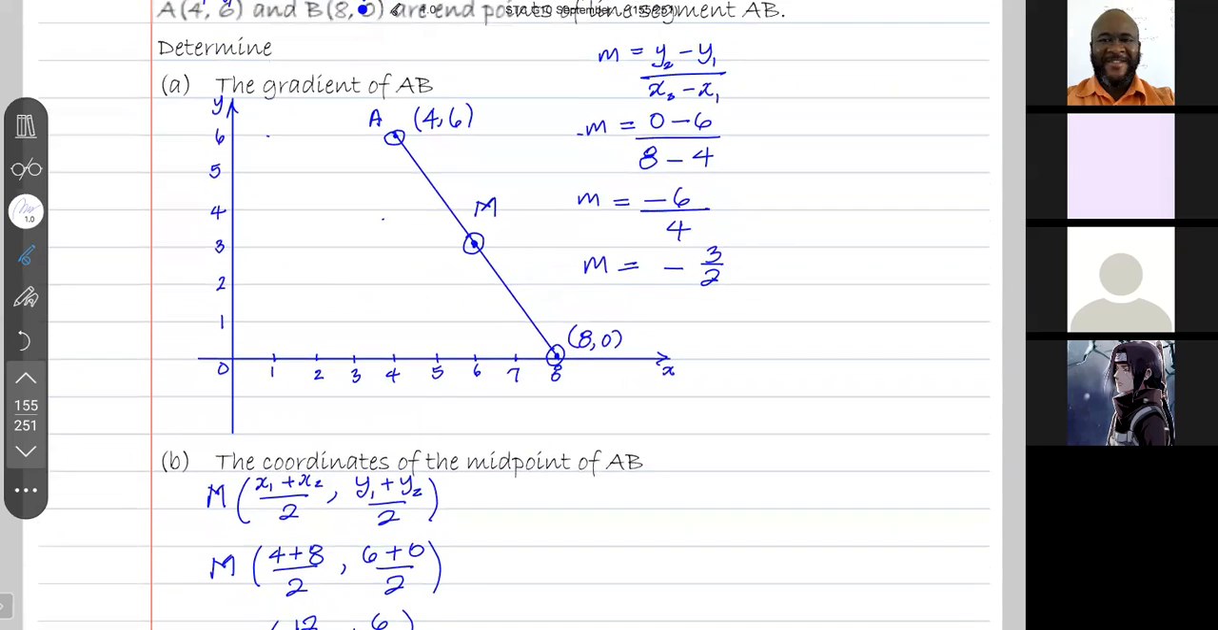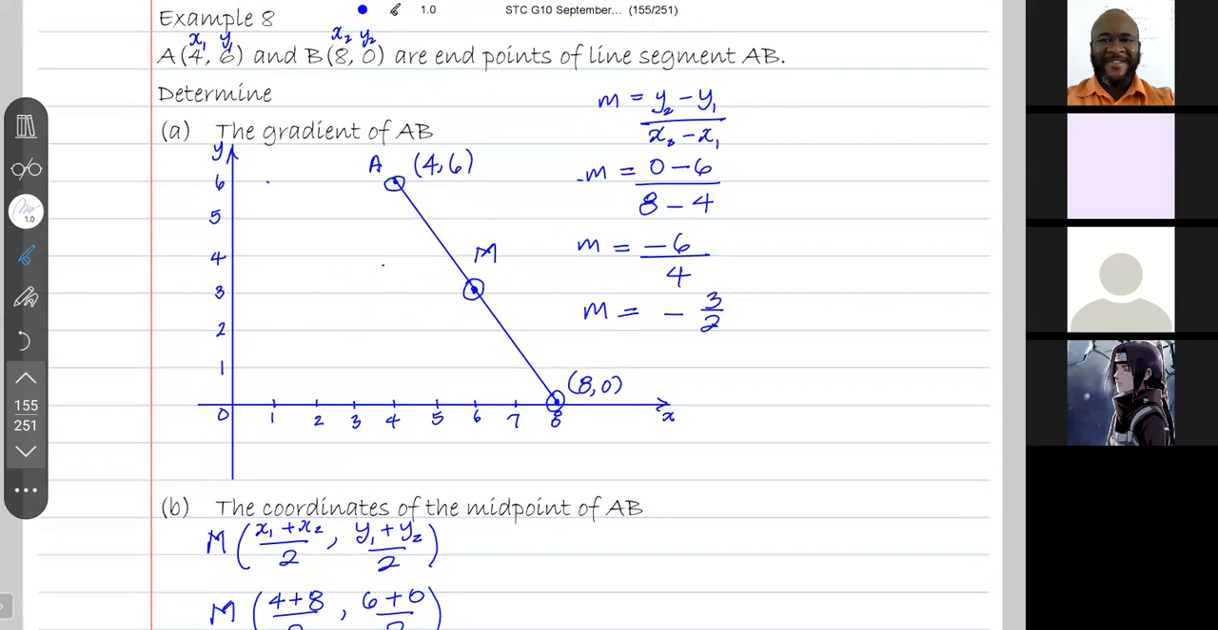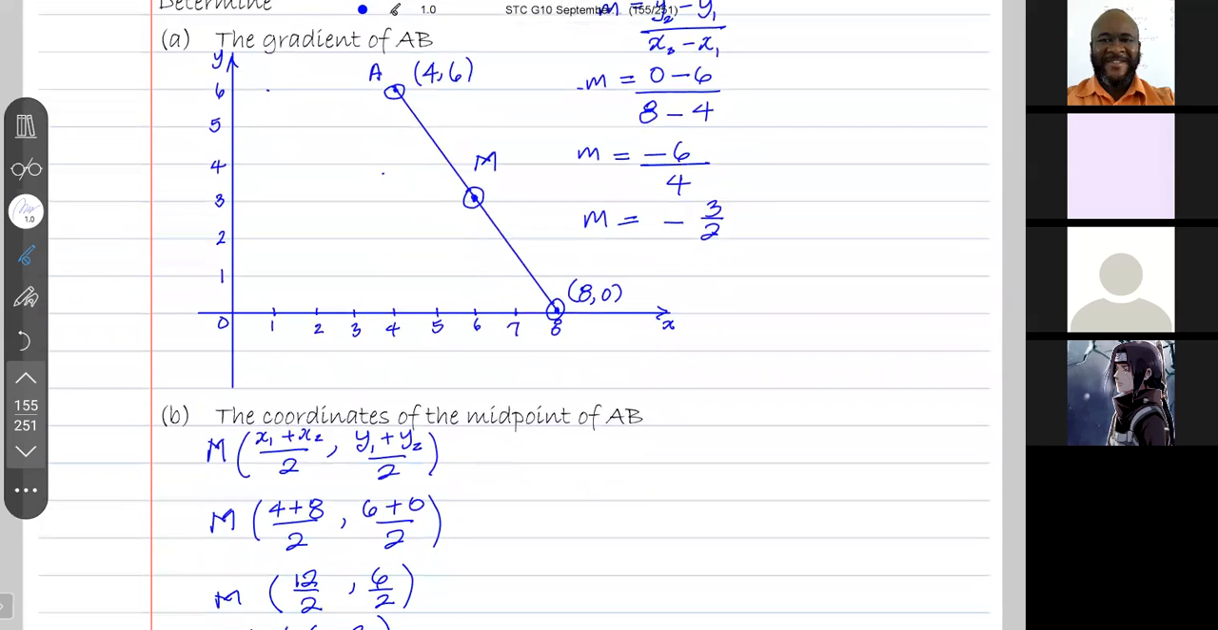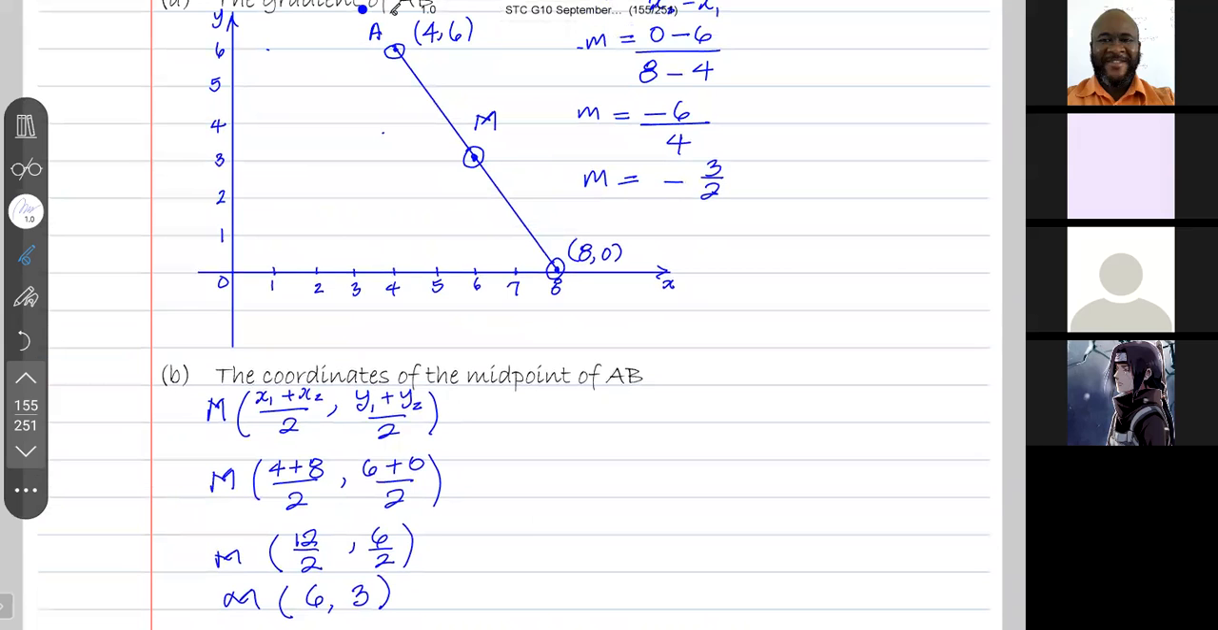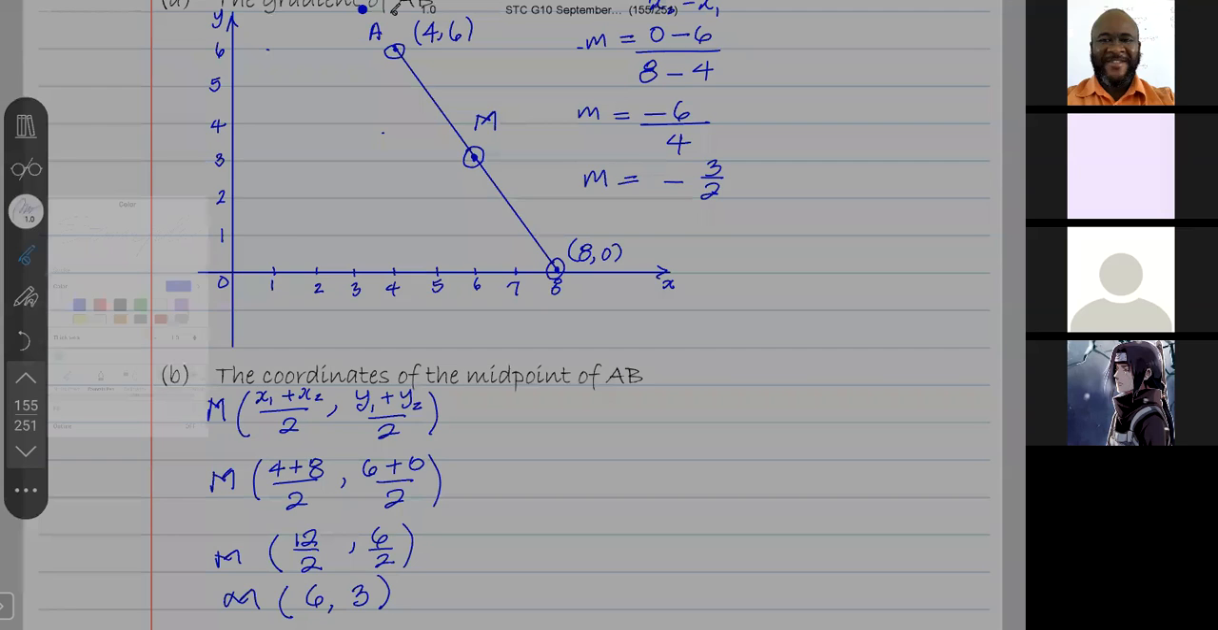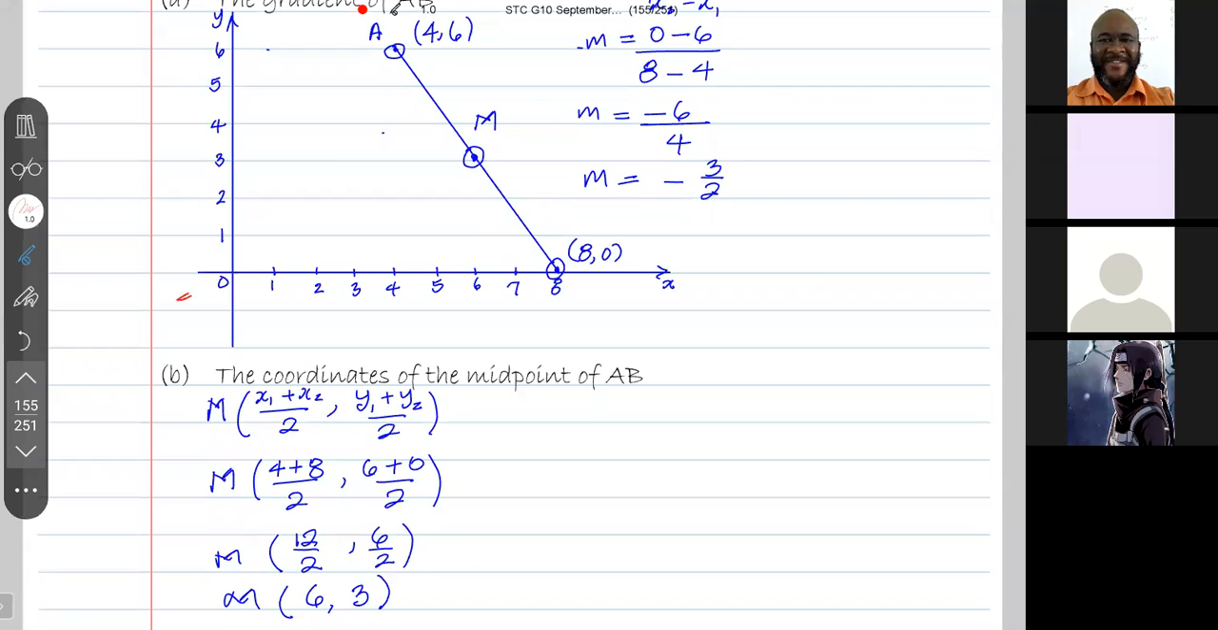What's the next thing now? That's B. C says we're to determine the equation of the perpendicular bisector of AB. Now I'm going to sketch a line, change the color for it. This line here would be the perpendicular bisector. It could be a bit off. After we do the calculation, we'll make the adjustments if necessary.